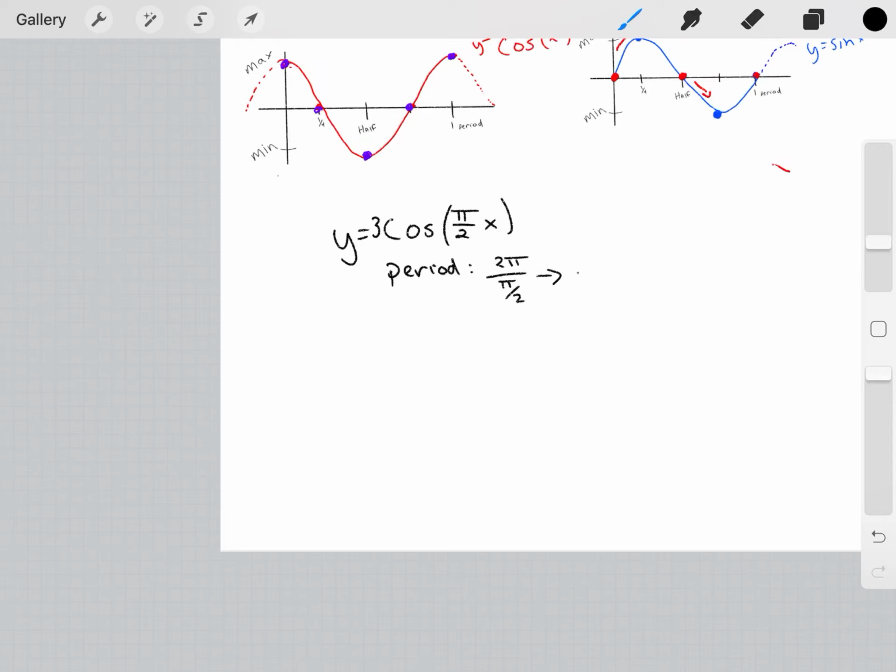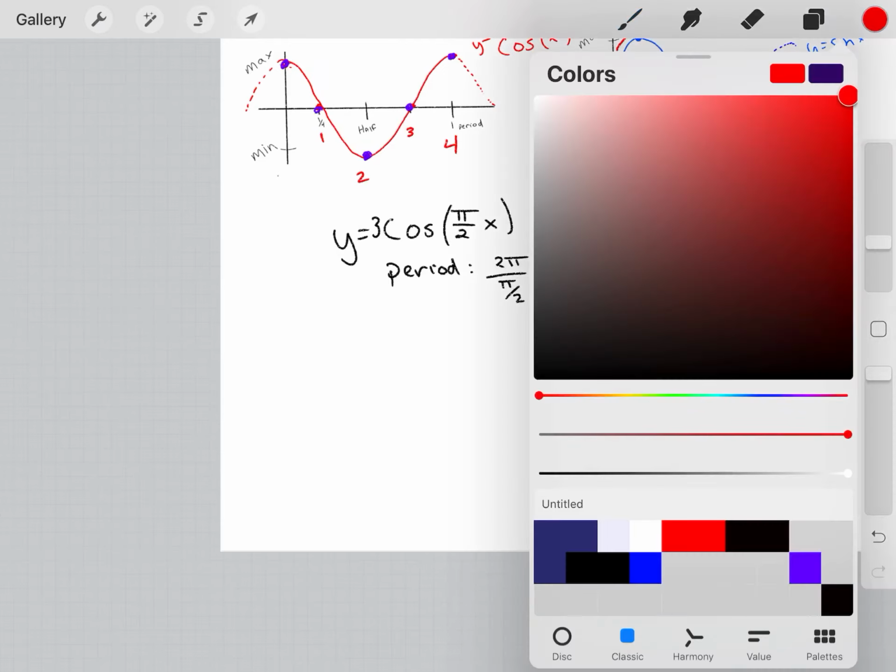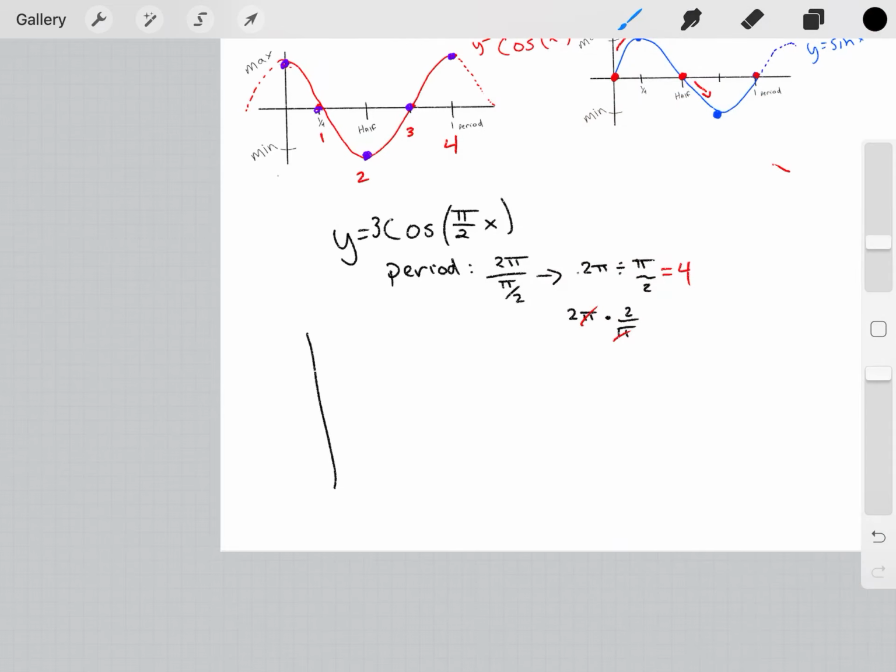So in this case, it's going to be 2 pi divided by pi halves, which is the same as 2 pi times 2 over pi. So the pi's will cancel out. And so what we're left with is a period of 4. What that means is that this point over here is going to be at 4. The halfway is at 2, quarter's 1, and that's at 3. So we can use that information now to produce our own little graph.